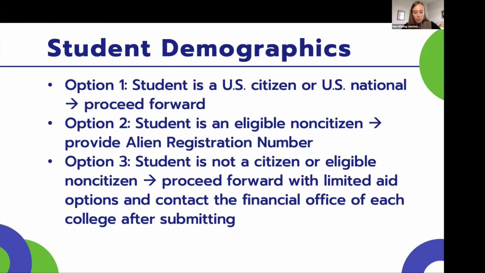So with the three options, depending on which one they select, their process for moving forward will differ. With option one, if the student is a US citizen or US national, they'll pretty much just proceed forward with the application with no extra requirements. If option two applies and the student is an eligible non-citizen, we'll define this in a little bit later, they're going to need to provide their alien registration number. And then if option three applies, meaning the student is not a citizen or an eligible non-citizen, they can proceed forward, but they will have extremely limited aid options.